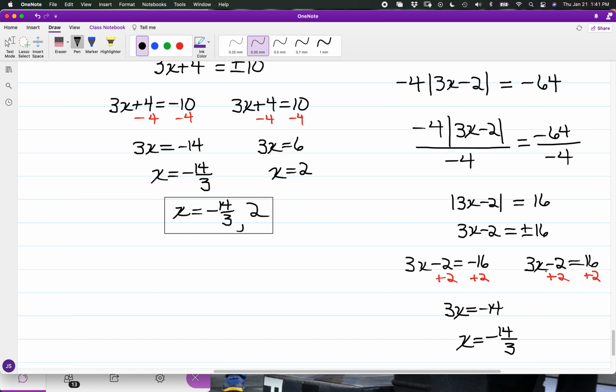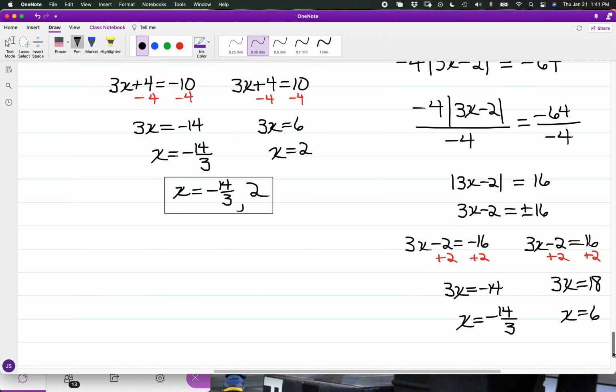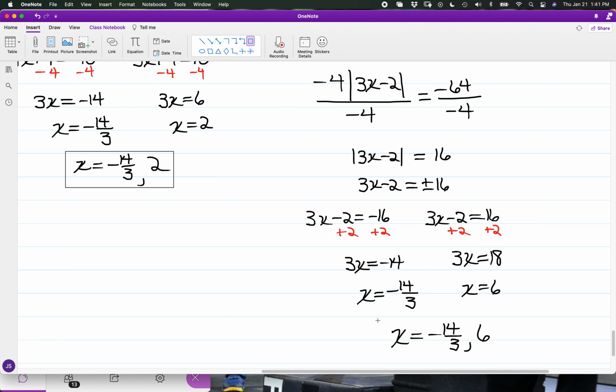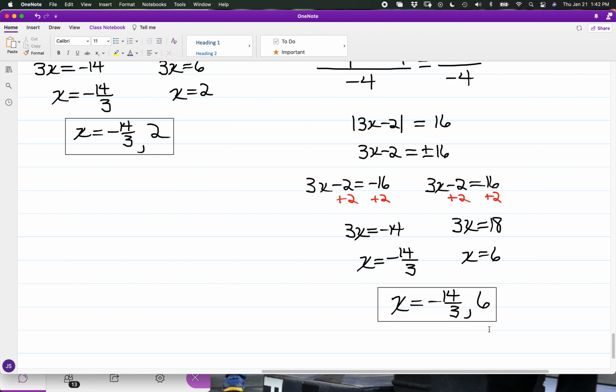For 3x minus 2 equal to positive 16, we have that 3x is equal to 18, and from this x is equal to 6. This time around we have two possible solutions for x: negative 14 thirds at the lower end and positive 6 at the upper end. These are samples of what we have with absolute value equations.